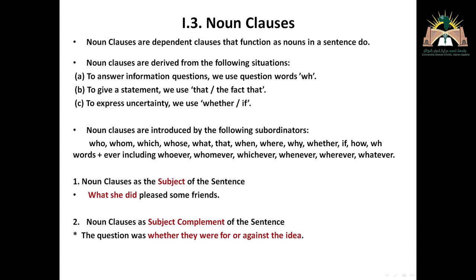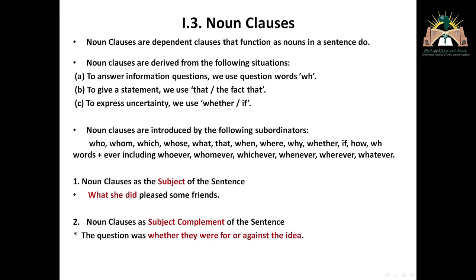Since our video lesson is devoted to clauses and not nouns, noun clauses are the equivalent of, somehow, in Arabic analysis of sentences, i'rab al-jumal, something similar to. So noun clauses are derived from the following situations. Back to concept, thought, and situations. There are different situations categorized into 3. A category of noun clauses answers information questions. Here we use question words. When we are dealing with a situation to answer an information question, the information is not there.